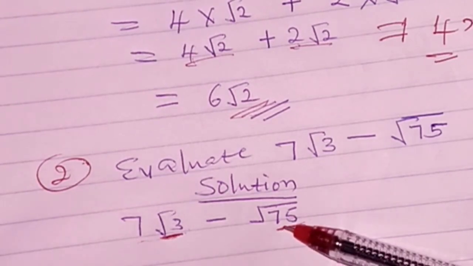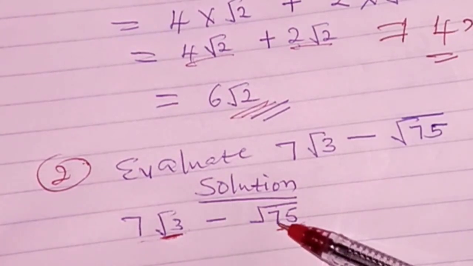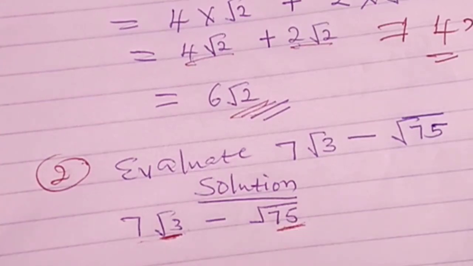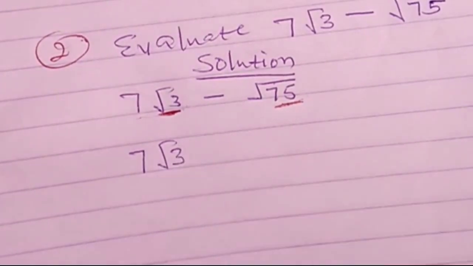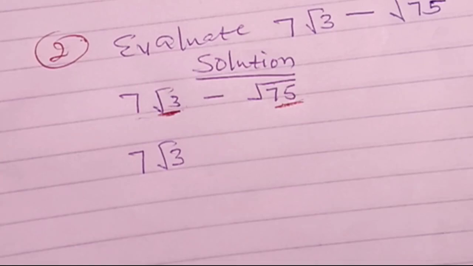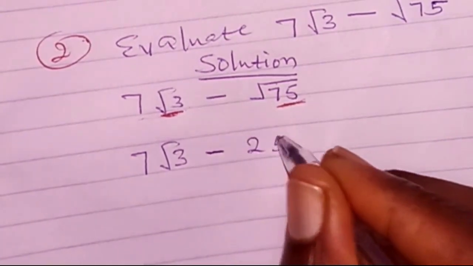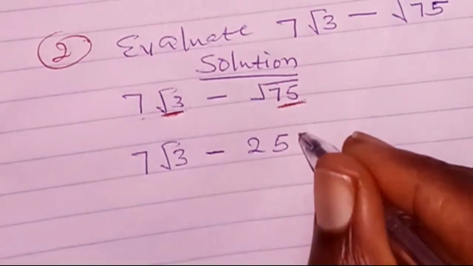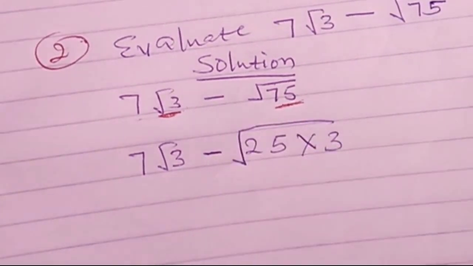Now, to reduce it to its simplest form, I have to think of two numbers which, when multiplied, will give me 75, but one of the numbers should be a perfect square. And what do you think the two numbers will be? 25 and 3. Okay, so 7 root 3 is already in its simplest form. I'm not breaking it further. Minus, I need to reduce this further. 25 is the perfect square. Now, when I multiply it by 3, it's going to give me 75. So, of course, this will be in a square root.